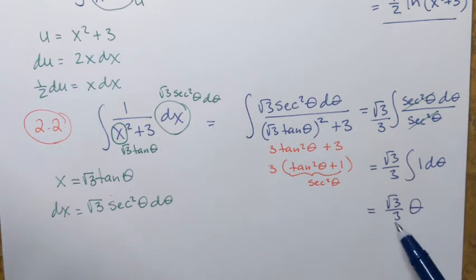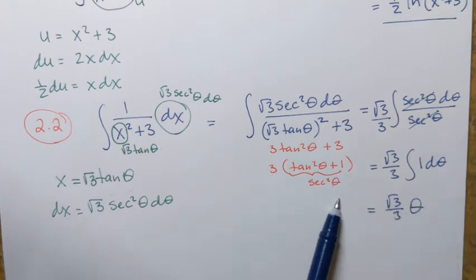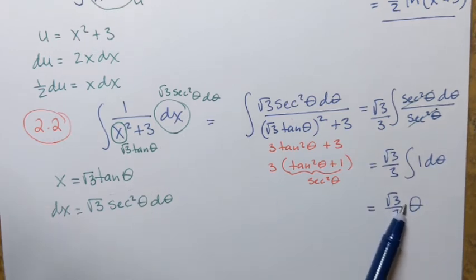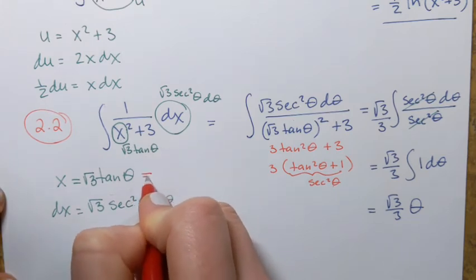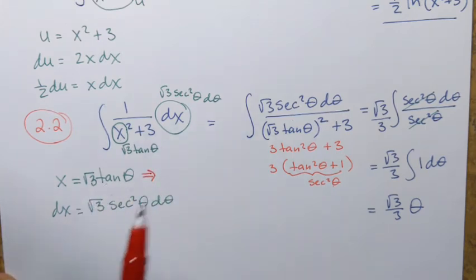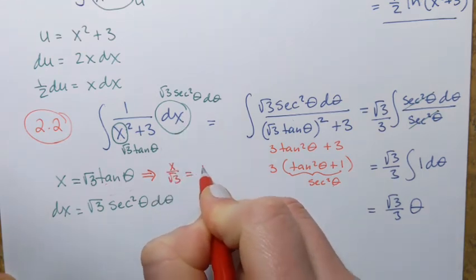Well, almost there. The last thing we have to do is to replace theta with the original variable, which is x. And we're going to get that from our substitution. Since it's just theta, not a trig function, I have to obtain theta right from here. First, I'll need to rewrite tangent theta by itself. So I will be dividing by square root of 3 on each side. So it's x over square root of 3 equals tangent theta.